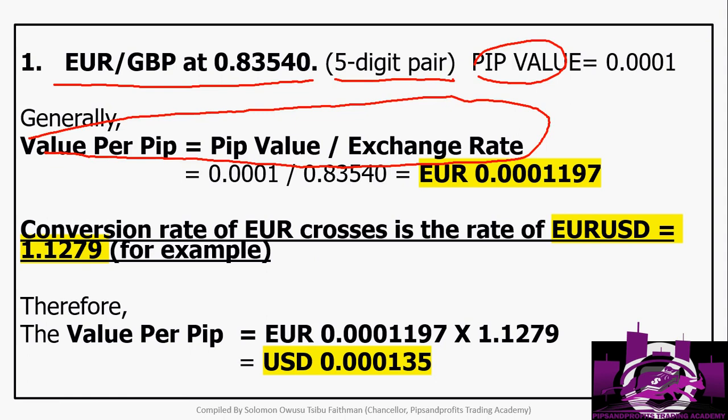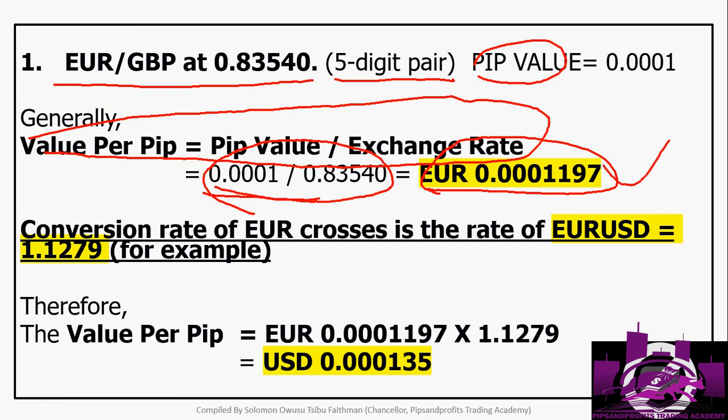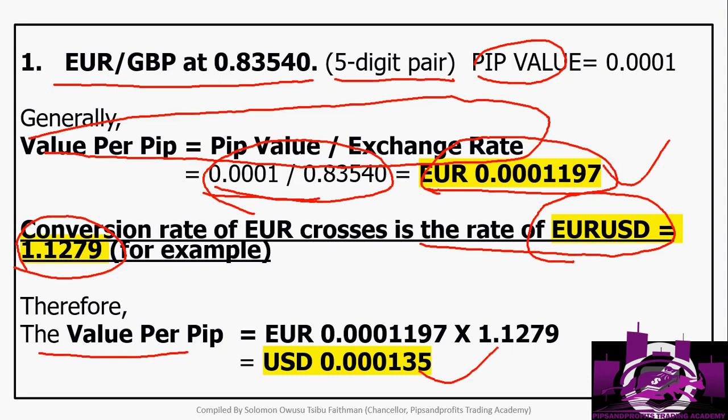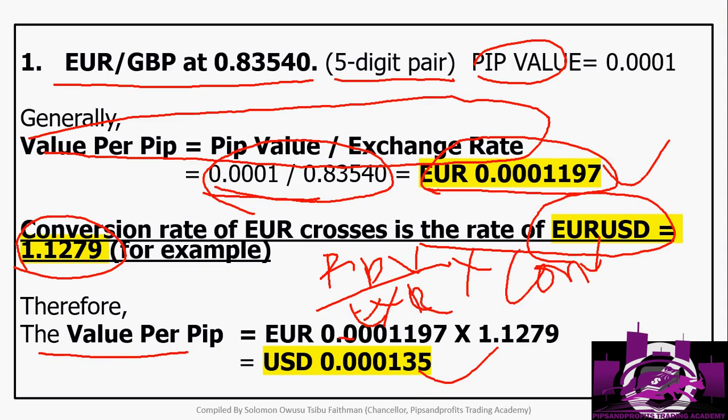You can do your calculation without multiplying the conversion rate. And when you do that, you are going to have your answer in the base currency. After you've gotten your answer in the base currency, you convert that answer into US dollars by multiplying it by the rate of Euro USD, which was given as 1.127. That is an example. So when you do it very well, you are going to get your answer correct. So those who did it straightforward, that is Pip value over exchange rate times our conversion rate, you had it straightforward like that.